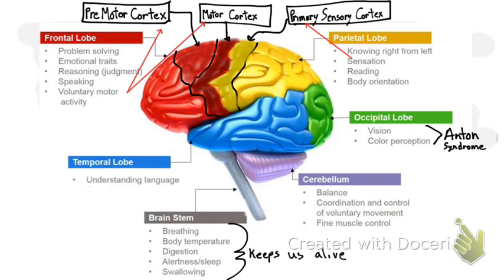And last, your temporal lobe. It's for understanding language, behavior, memory, and hearing. All right, that is your brain in a nutshell.